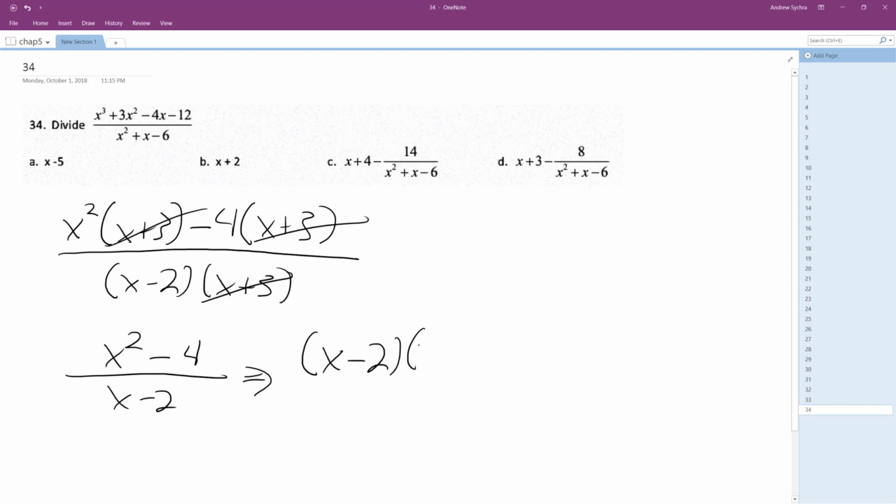x minus 2, x plus 2, and the x minus 2 on the bottom cancels off with this, and I'm simply left with just x plus 2. And that's it. And that looks a lot like answer B.